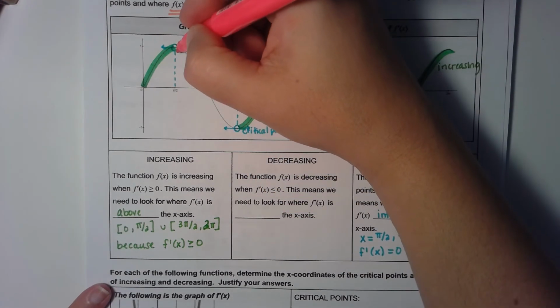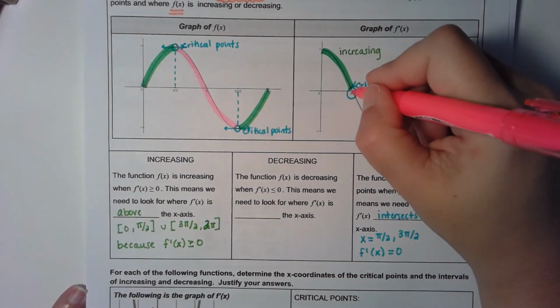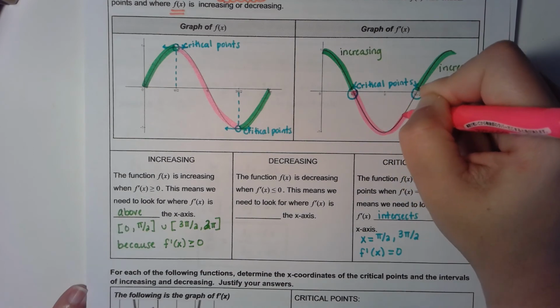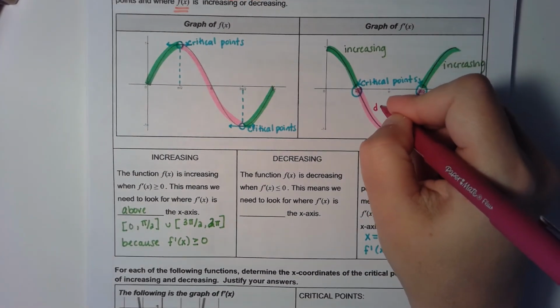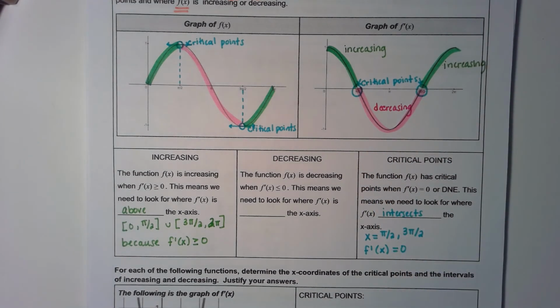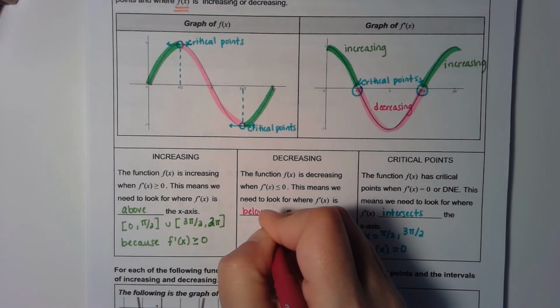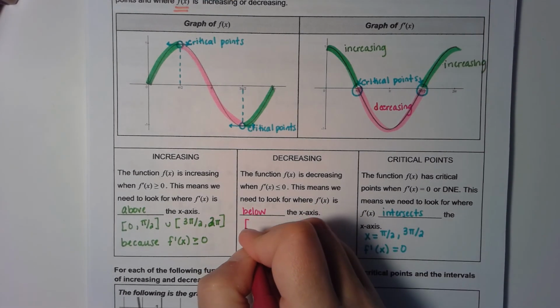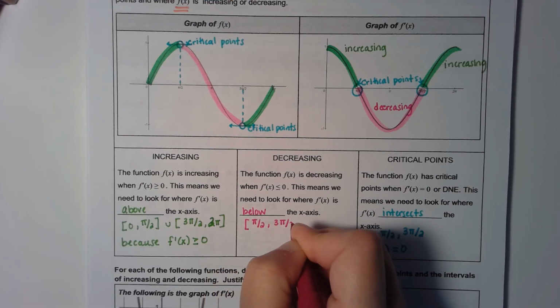Now, your decreasing section of this graph would be where it's going downhill, so this middle section. And if you look at the graph of the derivative, that's the part of the graph where it's below the x-axis. So this is going to be the decreasing part of the graph. And what we usually say is that a function f is decreasing when its derivative is negative, which means we need to look for where the derivative is below the x-axis. So in this case, that would be from pi over 2 to 3 pi over 2.